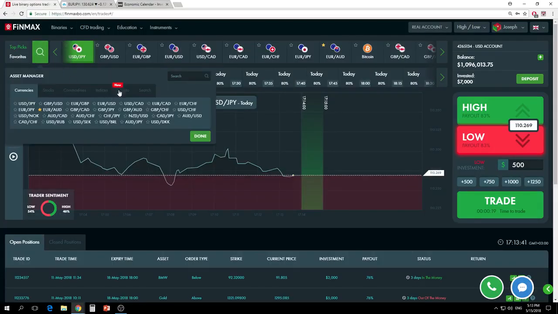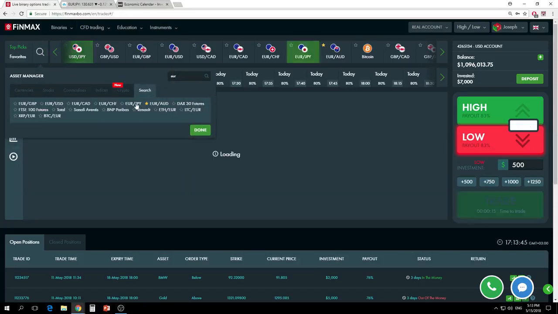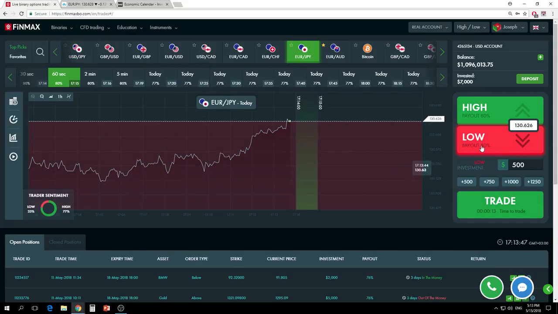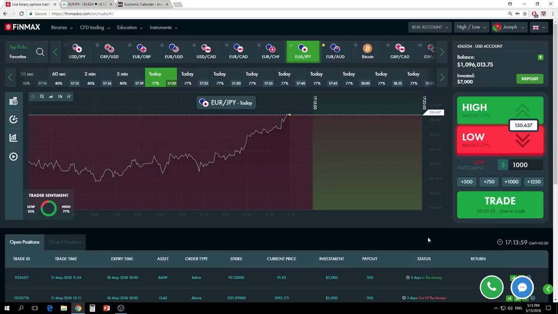Search for Euro JPY. Euro JPY. Load it, of course, and we will invest 1,000. I will invest 1,000 US dollars from my side on the trade. However, of course, you should invest according to your capital with good capital management. We are trading for 5 minutes.